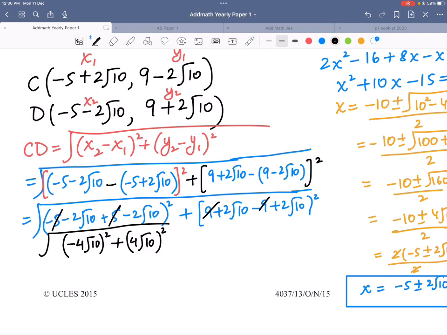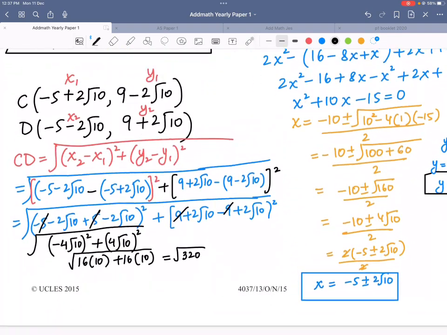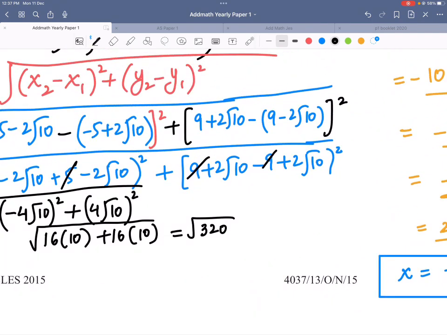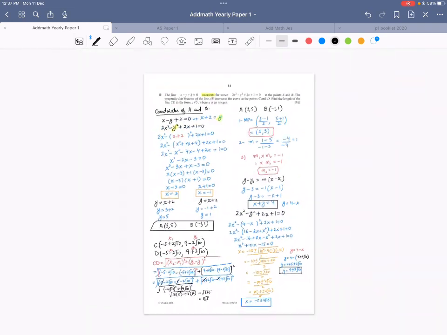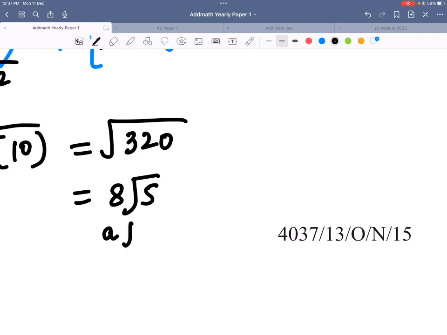If you simplify it further, 4 square is 16, root 10 square is 10, so 16 into 10 plus 16 into 10 with the root sign. That leads to 160 plus 160, which is 320. And the question says we need to show that in the form of a root 5. Now you need to find the surd value of 320. So the surd value of 320 is 8 under root 5 from your calculator. If you compare it, it is a root 5, so a is 8. And that will be your answer.